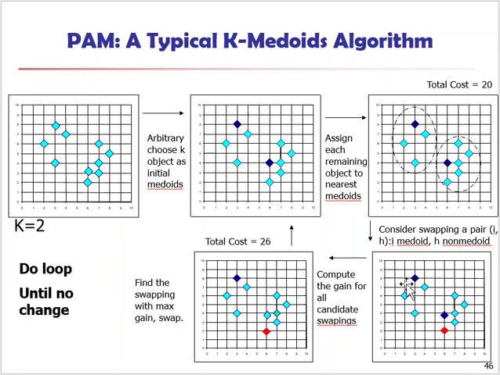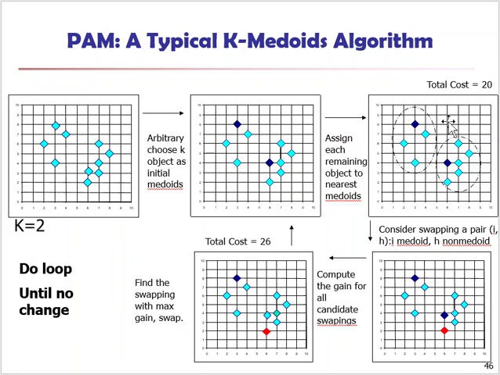So you can see we can consider swapping this with these points, or swapping this with that point, and so on. We compare exhaustively all possible pairs of i and h, the medoids and the non-medoid data points, and try to find the best error-reducing swap. Okay, so we will just use one example to illustrate the swapping process.